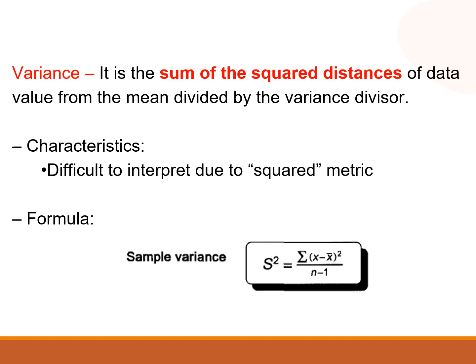Okay, but the most frequently used parameter in the assessment of the spread or the dispersion of the data is your variance. Always remember that the variance is the sum of the squared distances of the data values from the mean divided by the variance divisor. The major disadvantage for the variance is the difficulty in interpretation due to the squared metric unit that is used by the variance. So here is the formula of your sample variance.